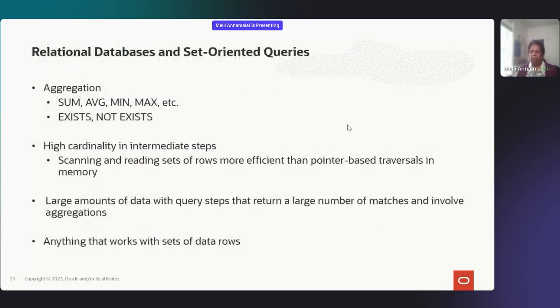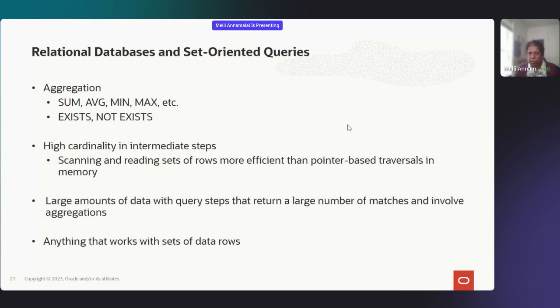So databases have been growing, and the databases, in addition to having the advantages of high availability and concurrency and transactional consistency, also are good at some types of queries. Any query that involves a set of data, like thousands of rows, and you do an operation across these rows, like I want to aggregate across these rows, or I want to take all of these rows and feed them to another part of the application. Anytime you're working with a set of data, relational databases are very good at that.